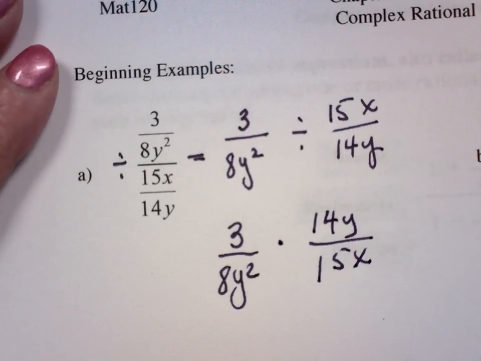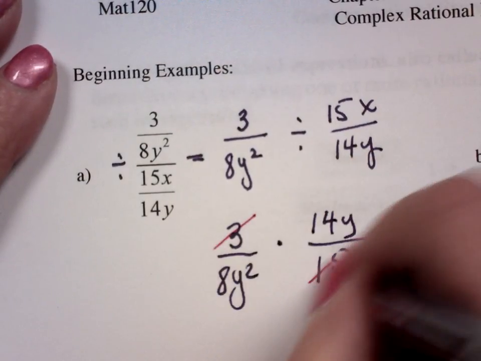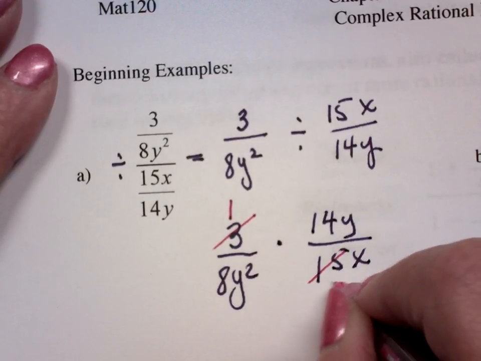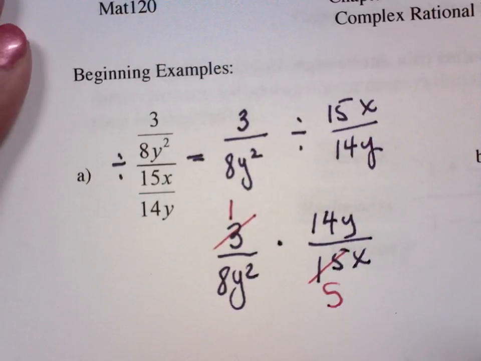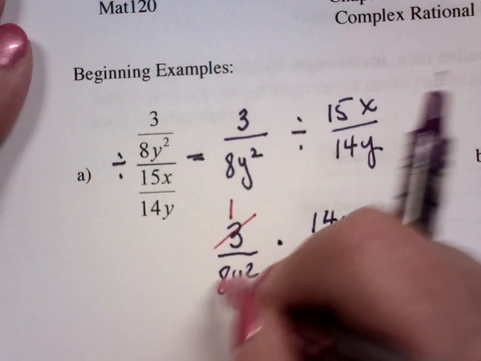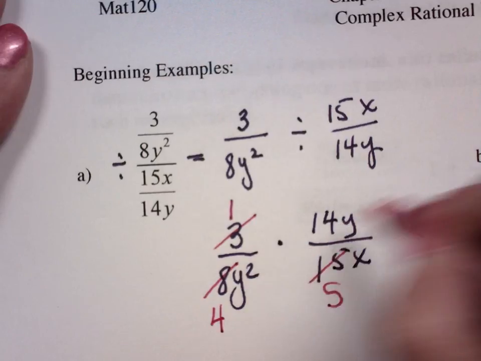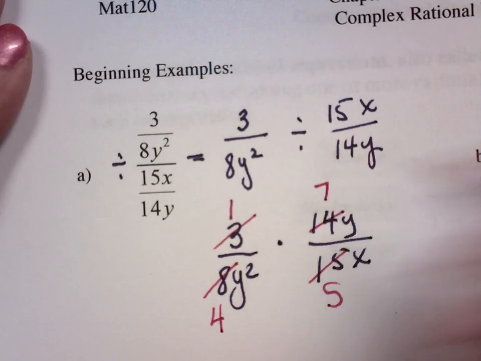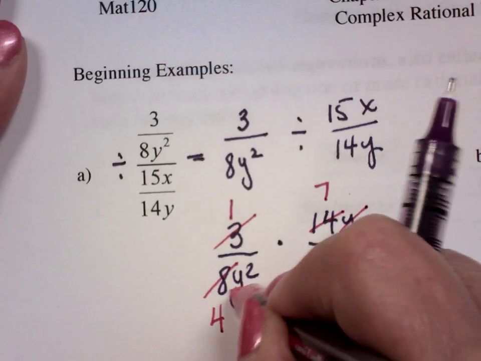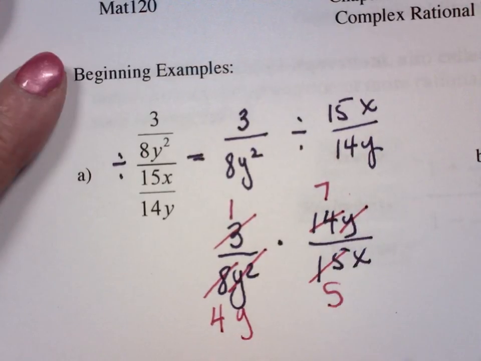Right. And we know that 3 divides 15. 3 divides 3 once, divides 15 5 times. 2 divides 8 4 times, divides 14 7 times. And this y takes out one of those 2 y's.